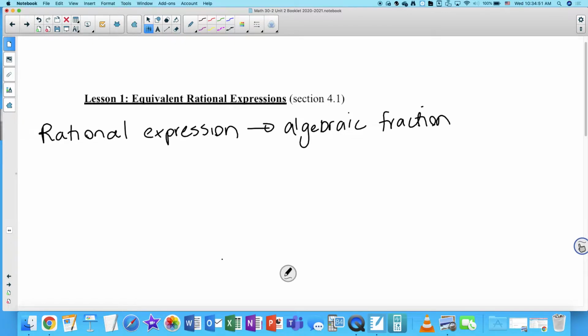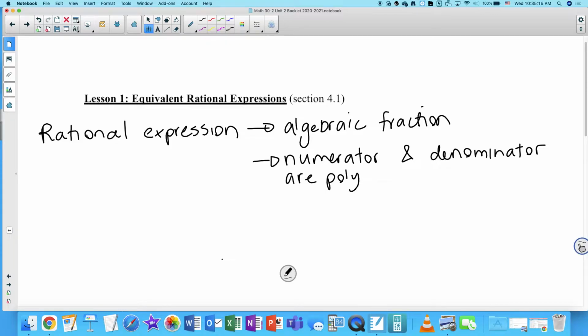And specifically, the numerator and denominator have to be a specific type of algebraic expression. Yes? Right. So the numerator and denominator are polynomials. Okay? So that is what a rational expression is.